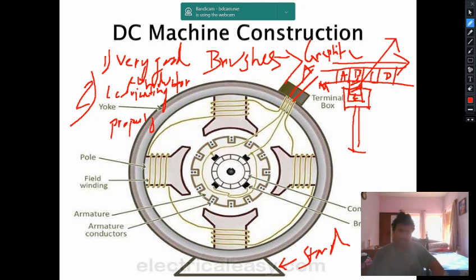So I hope I could give one constructional overview of a DC machine. In the next lecture, we will be continuing with the rest of the constructional features, and after that we will be discussing the laws, which are the underlying physics laws. This we will discuss in the next class.